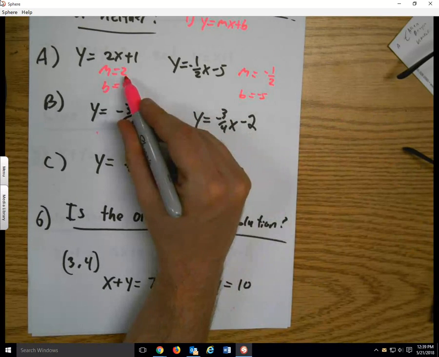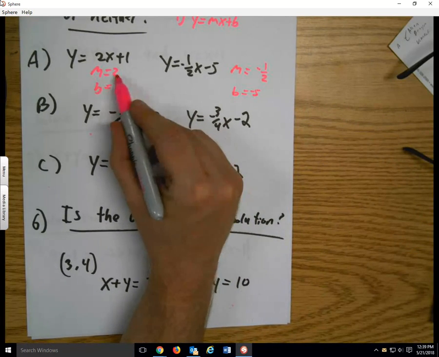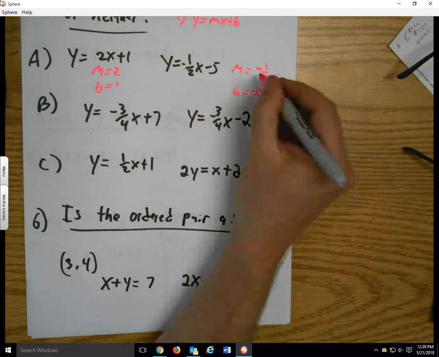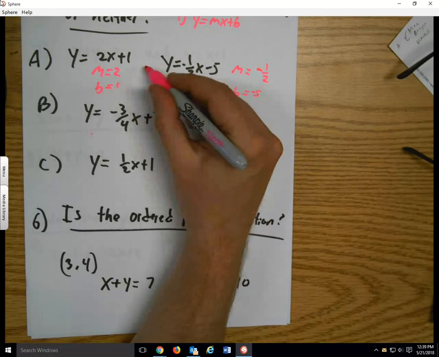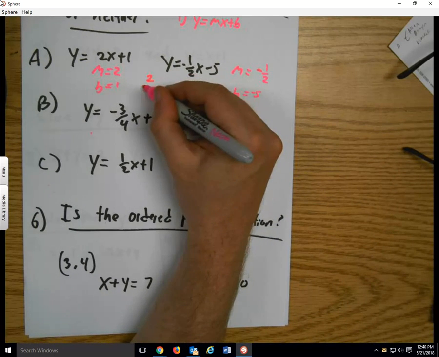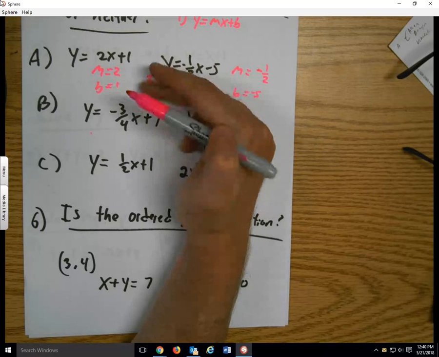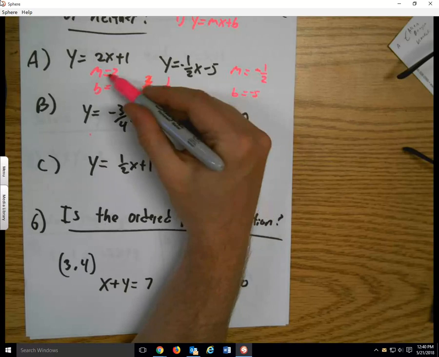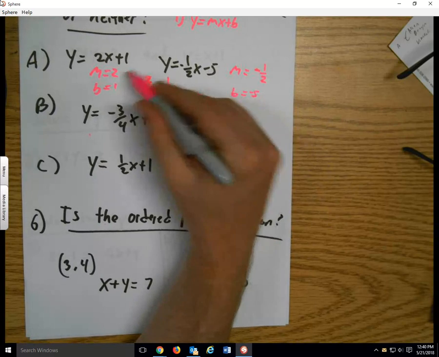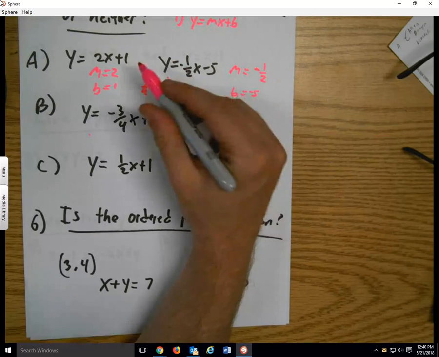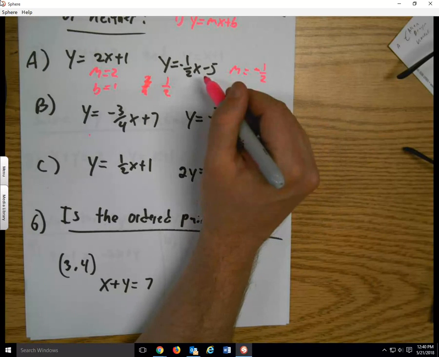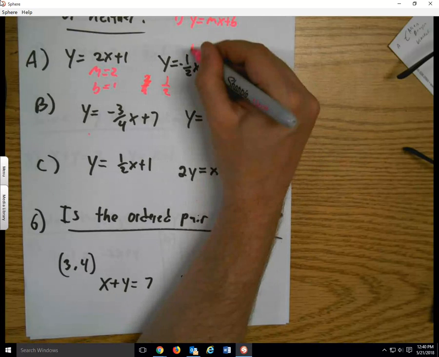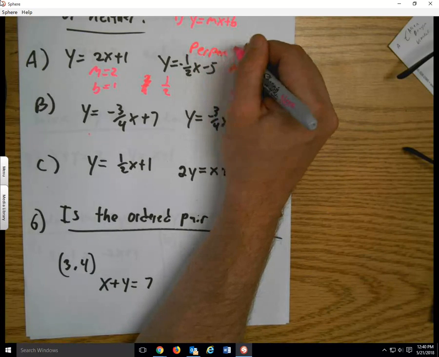So the m's are opposites. One's positive here and one's negative there, and they're reciprocals. They're flips. If you were to do the reciprocal of a 2, it'd be a 1 over 2. In other words, if you were to flip a 2 upside down, it'd be a 1 over 2. So one's positive, one's negative, and they're reciprocals. One's 2, one's 1 over 2. And if you have opposite reciprocal m's, then they are perpendicular. So the answer to that one is perpendicular.